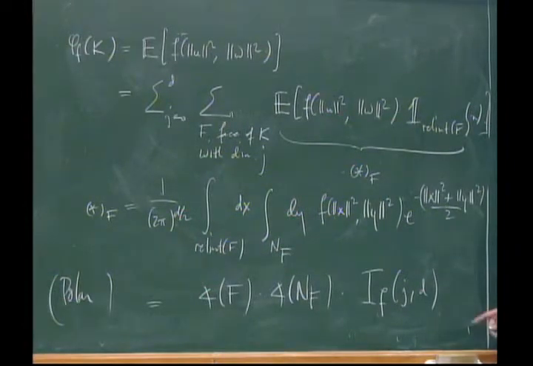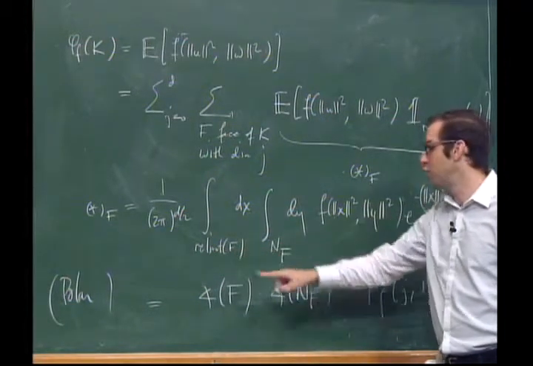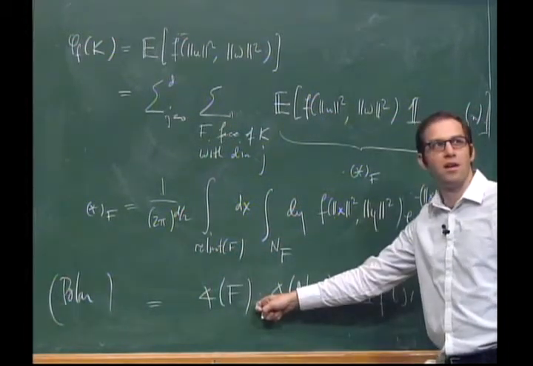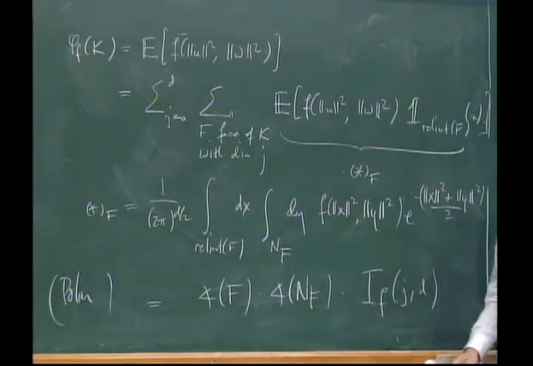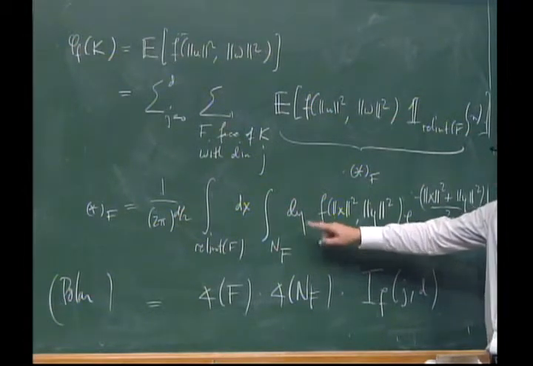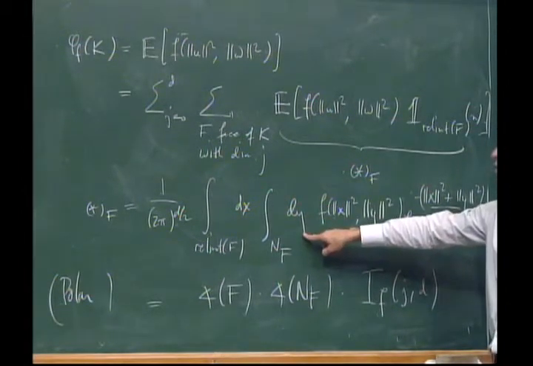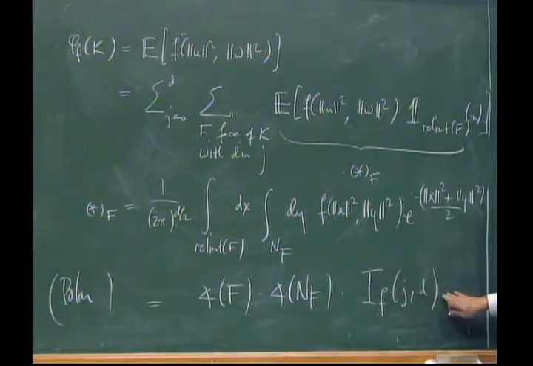So effectively, I'm integrating over the intersection of f with the unit sphere. That's spitting out a solid angle associated with this face. I'm integrating over the normal face intersected with the unit sphere. That spits out the solid angle of the normal face, and then I collect everything else in this function. All right, almost done.